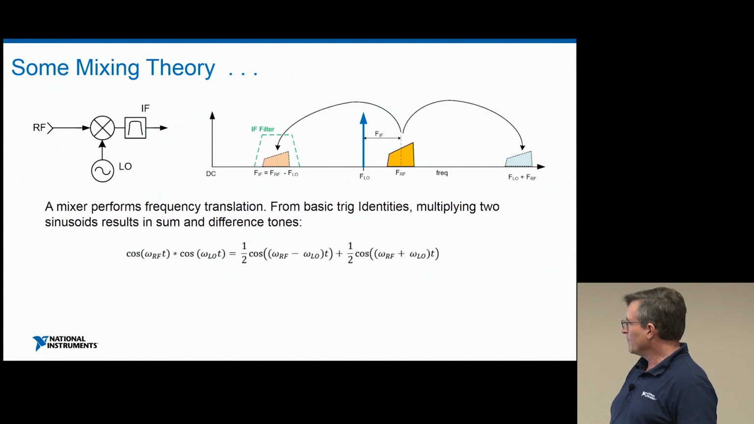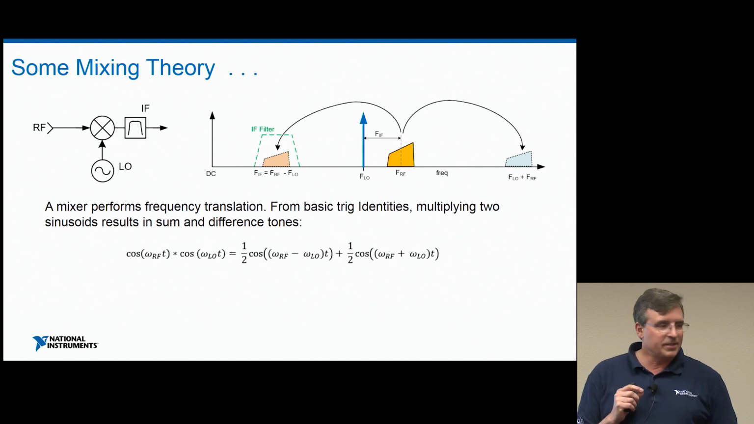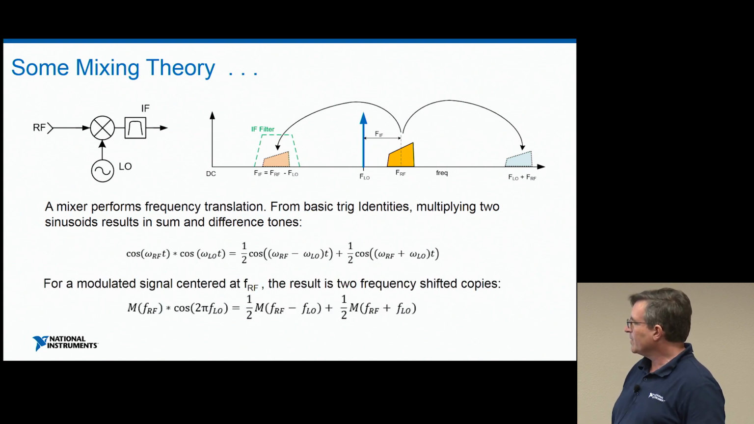Next in my list of refreshers is mixing theory. At the very fundamental level, you can think of mixing as multiplying 2 time domain waveforms. If you go through a simple trig identity, you'll see that one tone will get broken up into a sum and a difference tone. If one of the signals has modulation on it, then you'll be frequency shifting both in a sum and a difference direction.